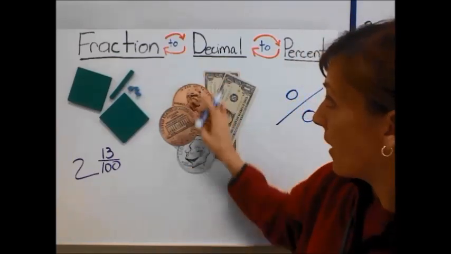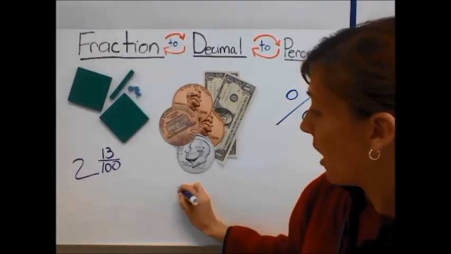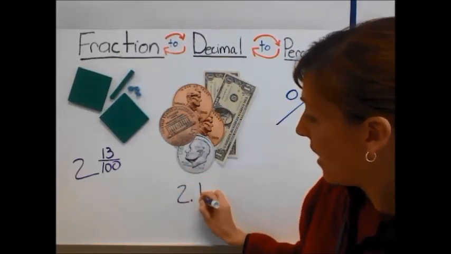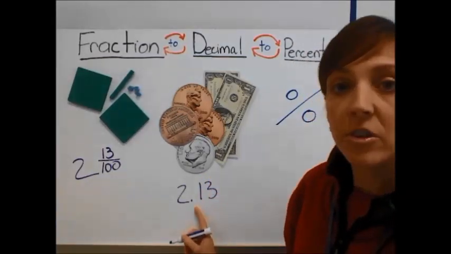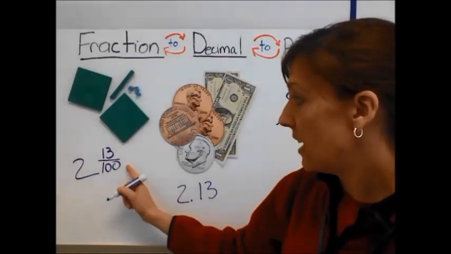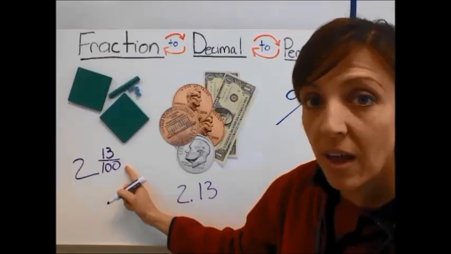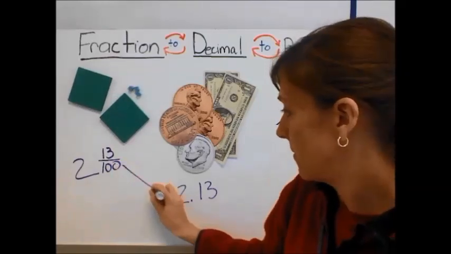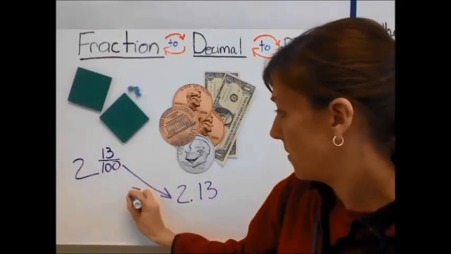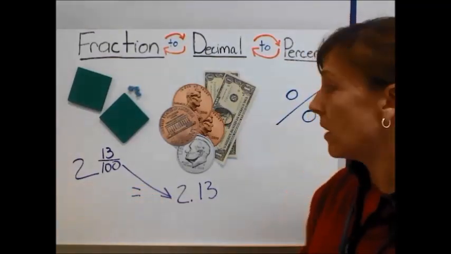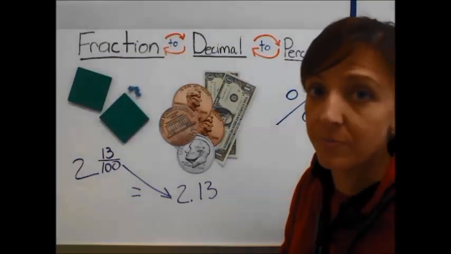Over here, I'm going to write this as a decimal. This is $2.13. $2.13 is equal to 2 and 13 hundredths. These guys are equal. Now let's go over here and look at the percentage.